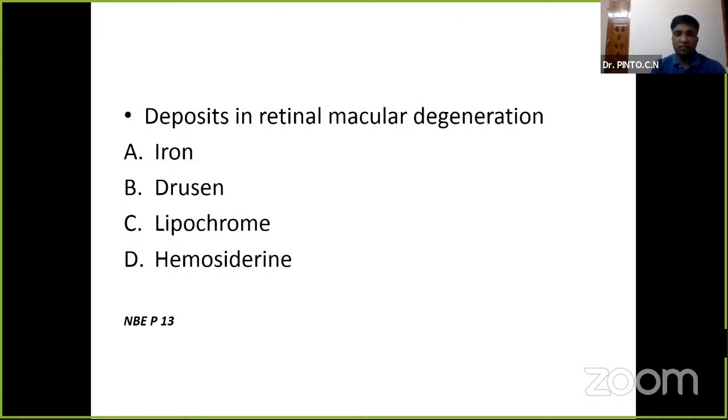Again, this we covered. What is the type of deposition in a case of age-related macular degeneration? Students, options are iron, drusen, lipochrome, and hemosiderin. The answer is drusen, isn't it? We just now discussed age-related macular degeneration. It can be dry type or wet type. In dry type, there will be drusen deposits. In wet, there will be choroidal neovascular membrane formation.